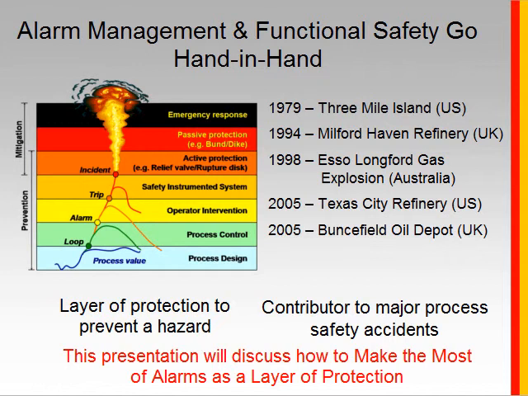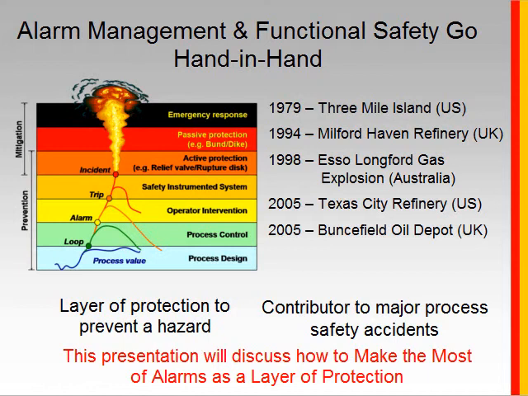So one of the main motivations or purposes behind this presentation is really to raise the awareness of how alarm management and functional safety go together. They really do go together hand in hand. Alarms are a layer of protection, or can be a layer of protection, used in conjunction with a safety instrumented system to prevent a process upset from escalating into an accident. Safety instrumented systems, on the other hand, generate alarms, or can generate alarms, to indicate that a trip has occurred, or to indicate a degraded mode.